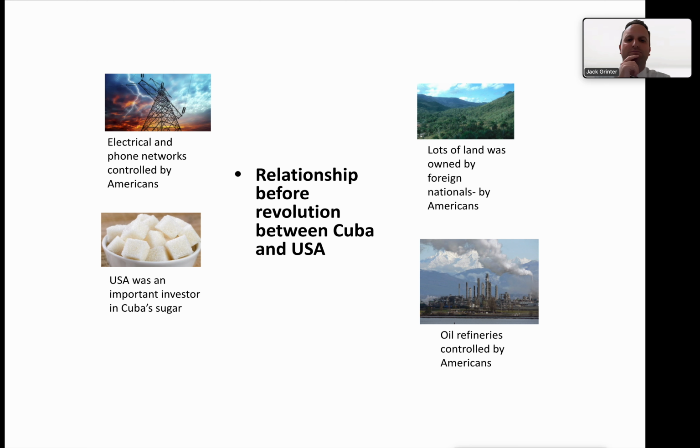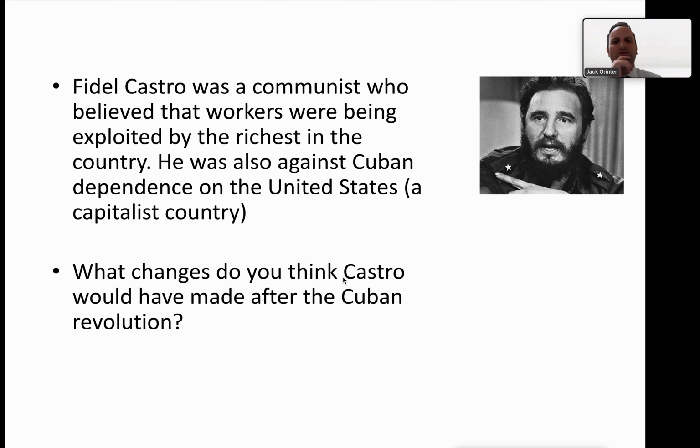Like you'd go there, smoke cigars. There was also lots of things like casinos, prostitution as well was quite high in Cuba at that time. But yeah, Cuba was very much linked to America through things like trade, through sugar, which we'll talk about in a minute, but also that land owned by foreign nationals.